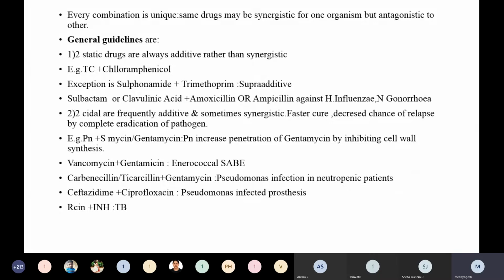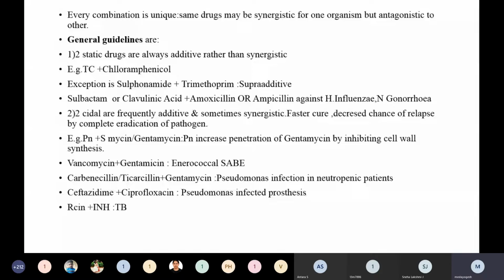So every combination is unique. The same drugs may be synergistic for one organism but antagonistic to another. So whenever we are combining, follow the general guidelines. Two static drugs are always additive rather than synergistic. Example, tetracycline and chloramphenicol. Both of them are static.